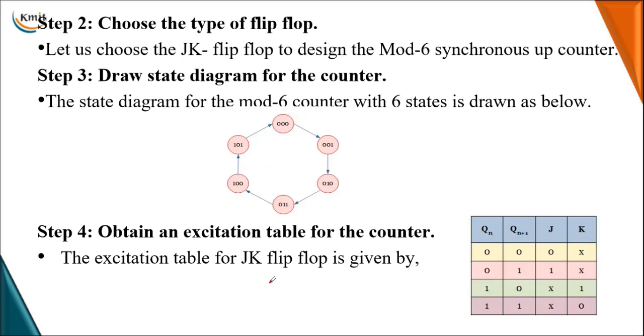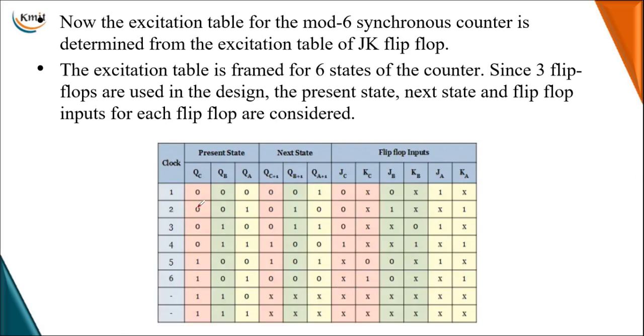Now let me derive the excitation table of the mod 6 counter using the state diagram. If my present state is 0, the next state is 1. If the present state is 1, the next state is 2. If the present state is 2, the next state is 3. If the present state is 3, it is incremented by 1, hence 4. If the present state is 4, the next state is 5. If the present state is 5, since it is a modulus counter and 5 is the maximum count, it has to come back to the initial state, which is 000. 110 and 111 are not there in this mod 6 counter.